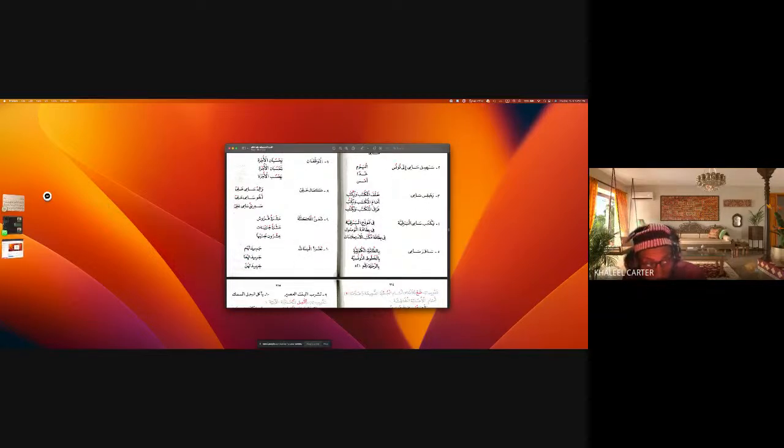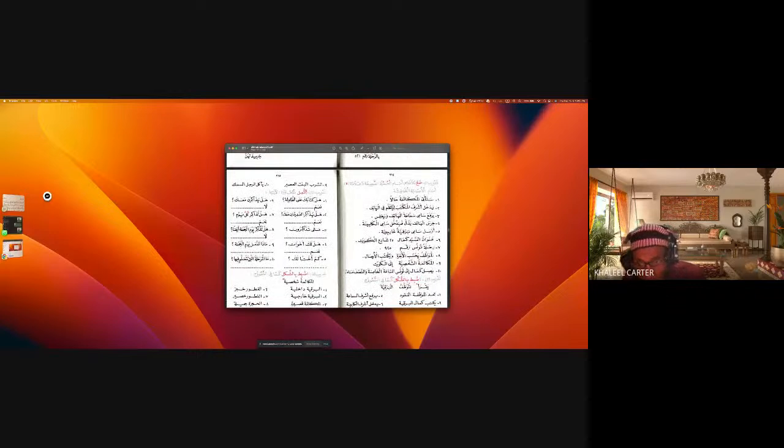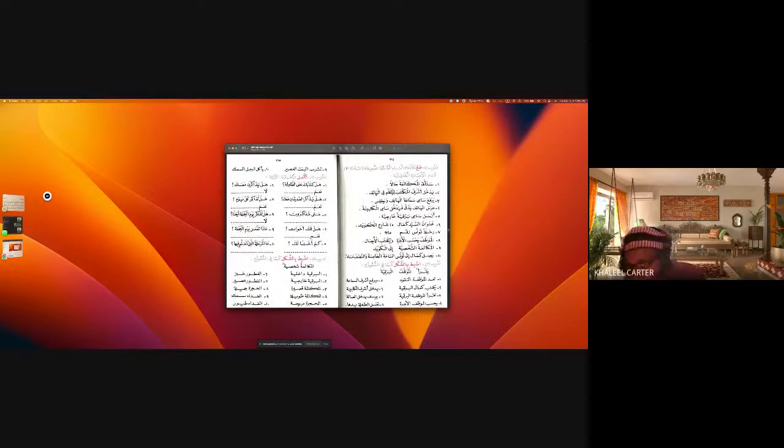Let's see here. All right. This is one of my favorite tadrib bets. Tadrib at thani, the second tadrib, da alama. So put, it's from wada, put the sign for which is correct. So alama li ijaba sahiha. Amama jumla as sahiha wa alamata khata, or like you say, alamata sawab.